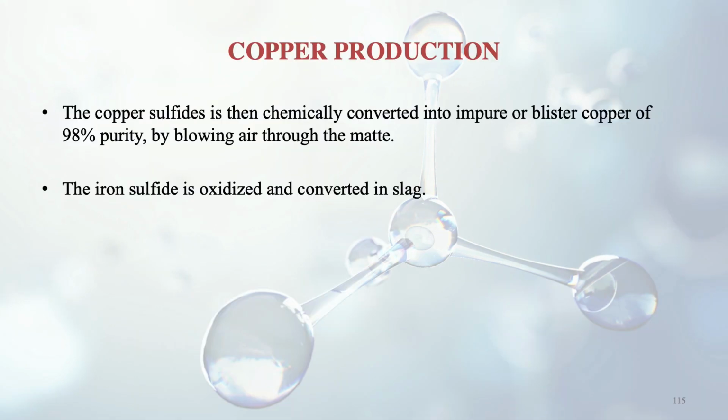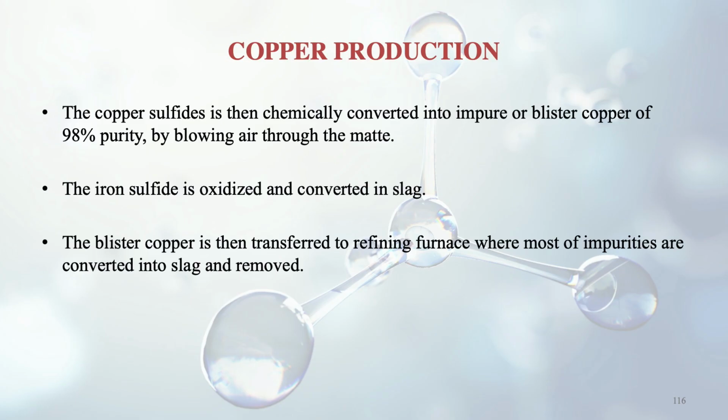And the iron sulfide, how do we separate it? They are oxidized and converted into slag. So they come out in the form of slag. The blister copper is then transferred to a refining furnace.